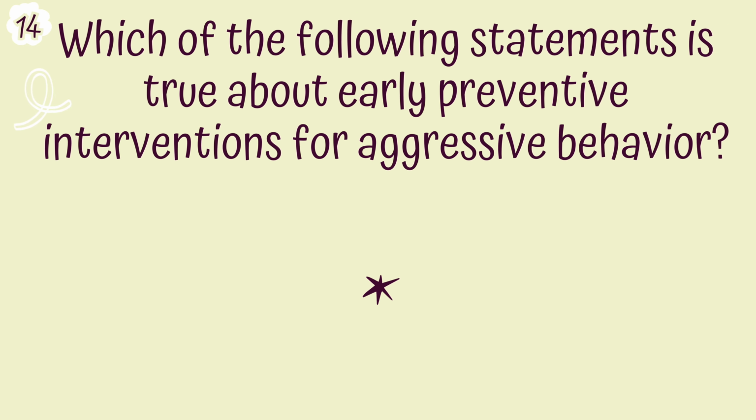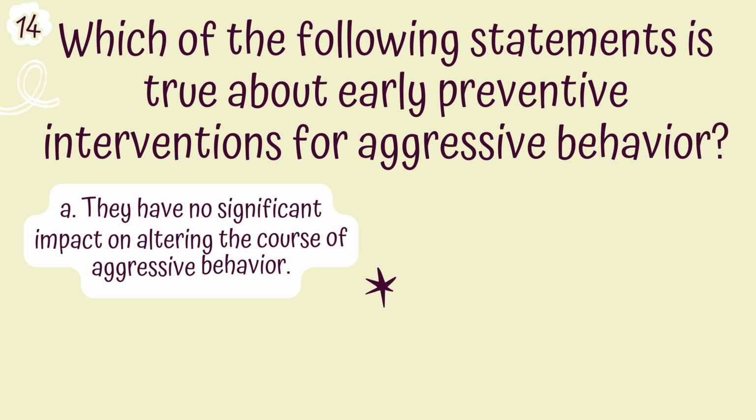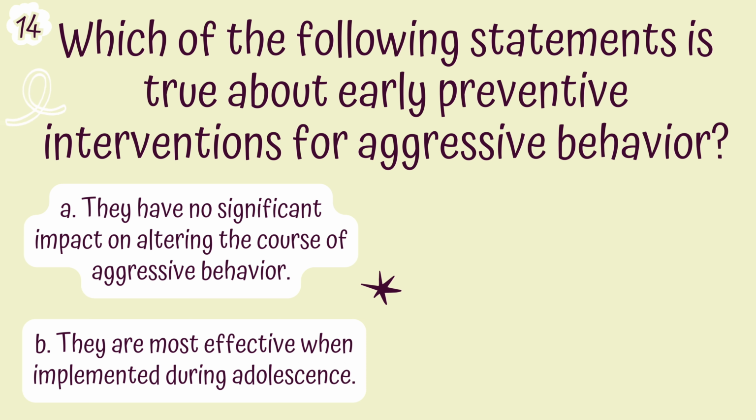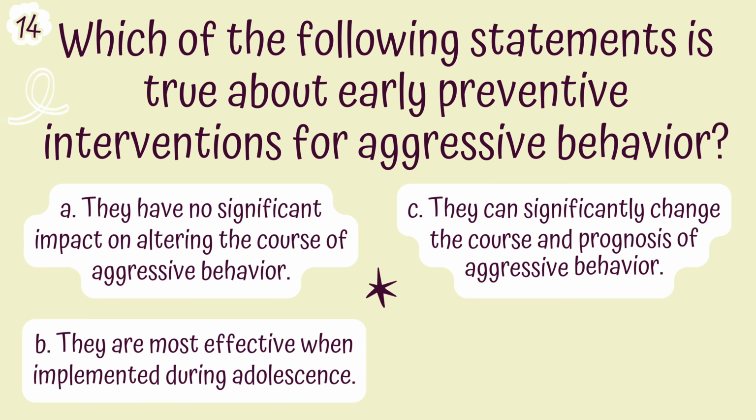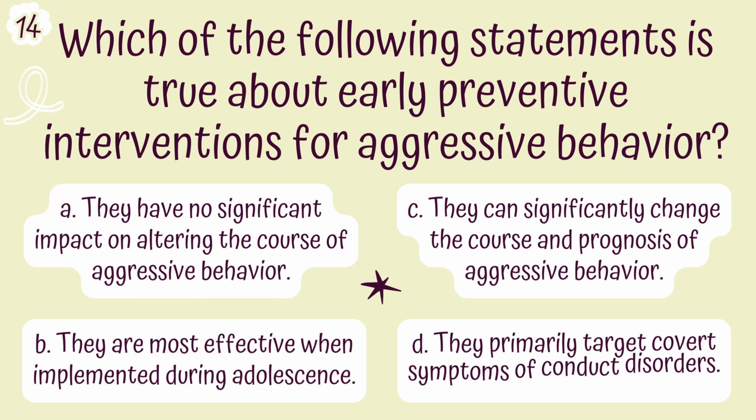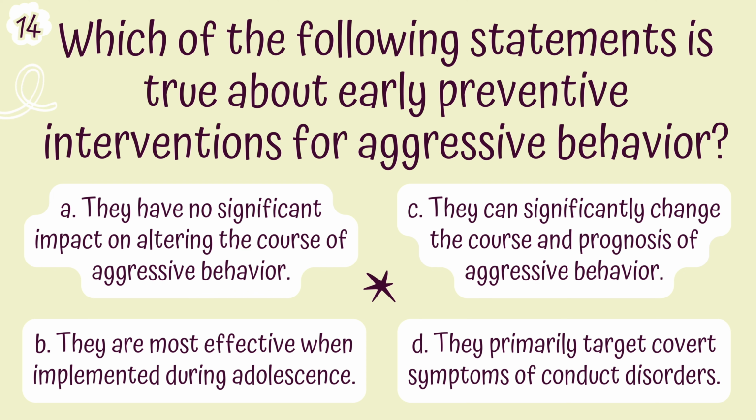Question 14. Which of the following statements is true about the early preventative interventions for aggressive behavior? Is it A, they have no significant impact on altering the course of aggressive behavior? B, they are most effective when implemented during adolescence? C, they can significantly change the course and prognosis of aggressive behavior? Or D, they primarily target covert symptoms of conduct disorder?